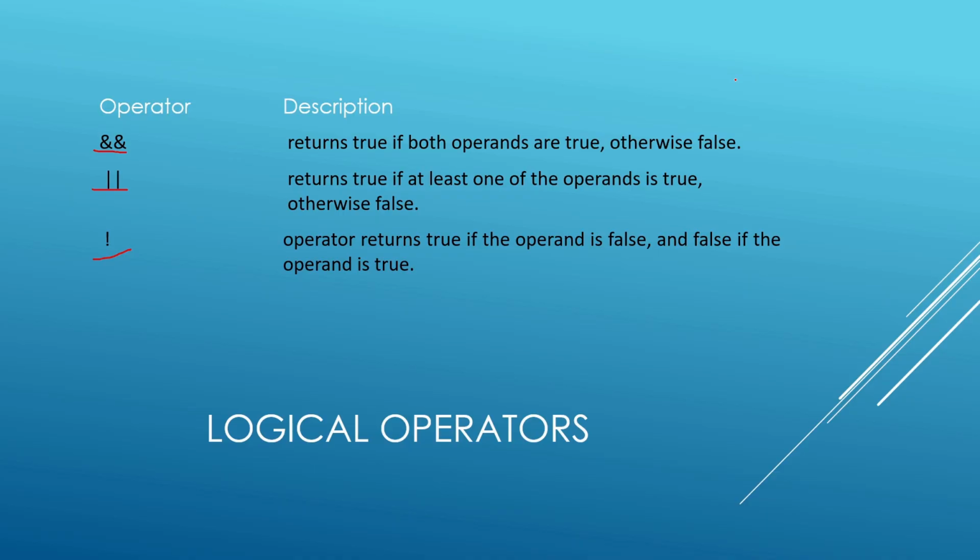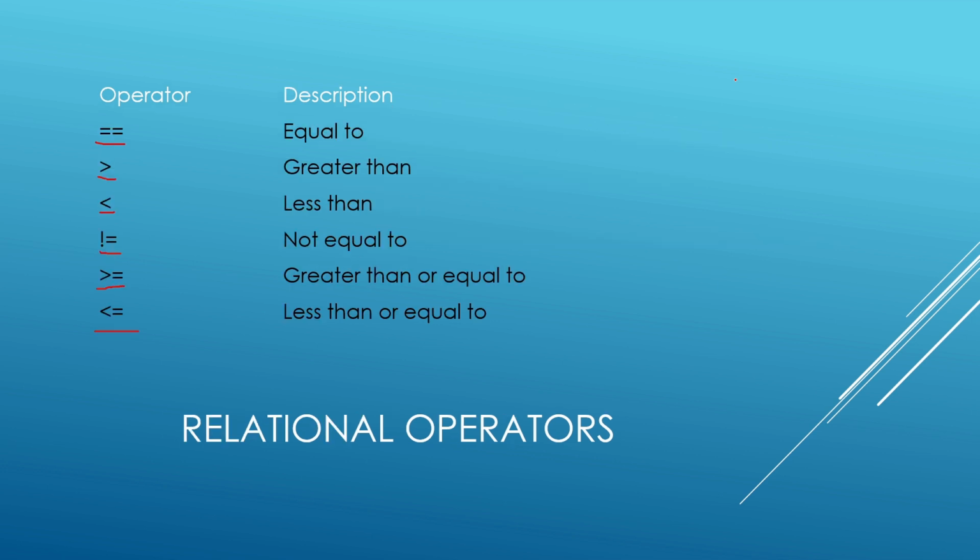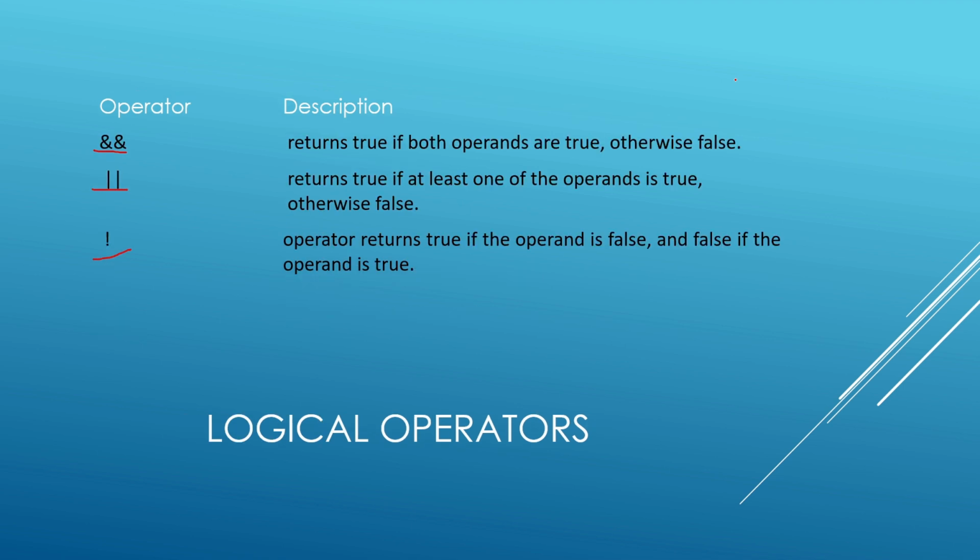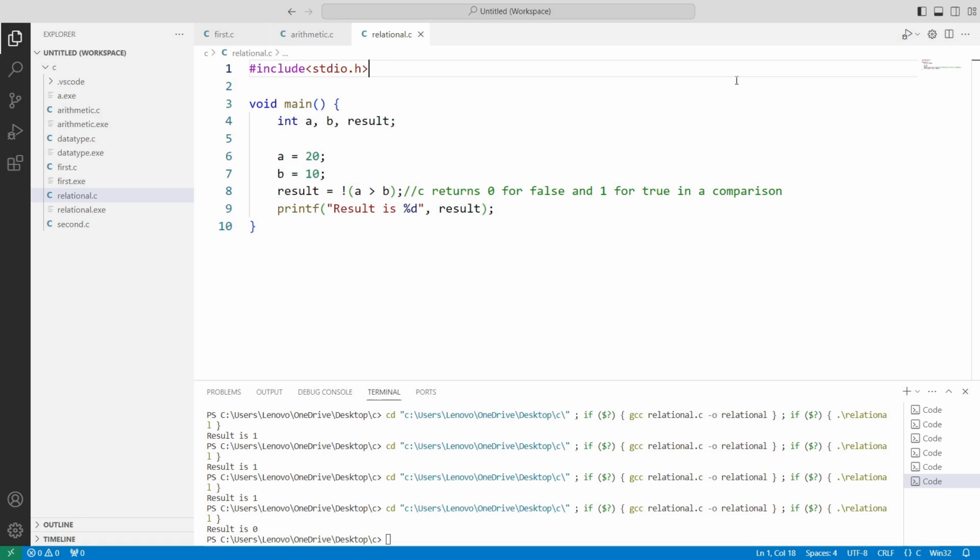Let us revise them once again. Relational operators work on two operands. Double equal to is for equal to, then greater than, less than, not equal to, greater than or equal to. The first value should be either greater than the second value or equal to it, either of the conditions. Less than or equal to: similarly, the first value should be either less than or equal to the second value. Those are the relational operators. And then the logical operators: logical and, or, and logical not.